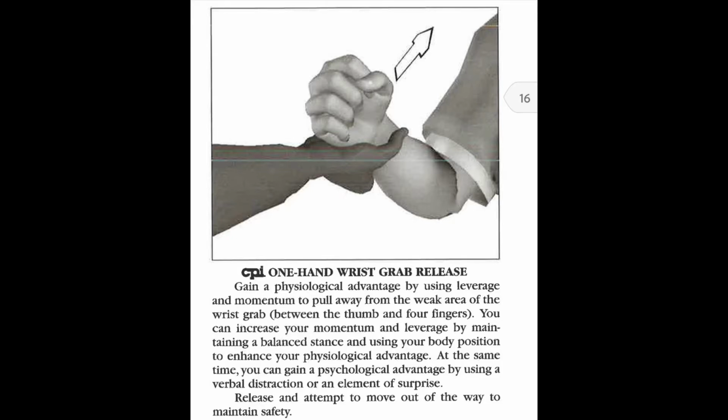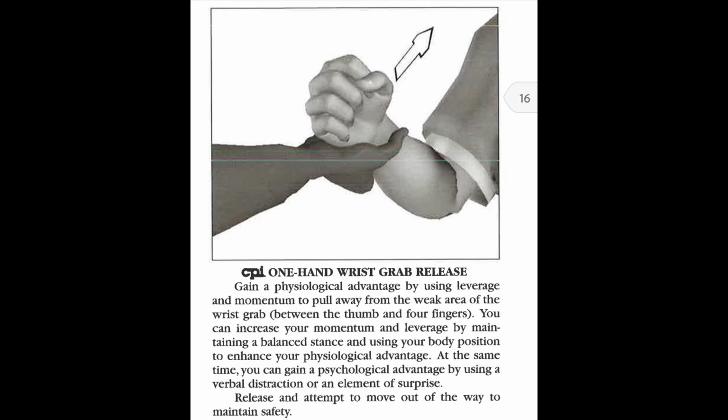All right, so this is the one hand wrist grab release. To gain a psychological advantage, this is by using the leverage and momentum to pull away. Remember, we talked about levers yesterday when we were talking about the chokehold and getting out of the chokehold. Same kind of thing for this. Now, you want to make sure that you're looking at being able to pull away from the weak part or the weak area of the wrist grab, and that's between the thumb and the forefingers.